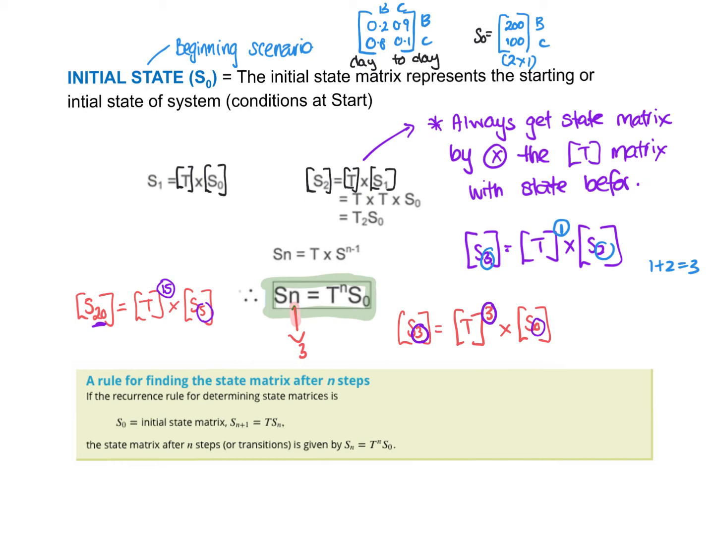All right, so to summarize, the first method up here, where you use the state before to find the next one, is called the recurrence rule. And we've seen that. Remember, if you see the symbol S(n+1), it means how you get the next one. The next one is found by using the transition times S(n), the one before.